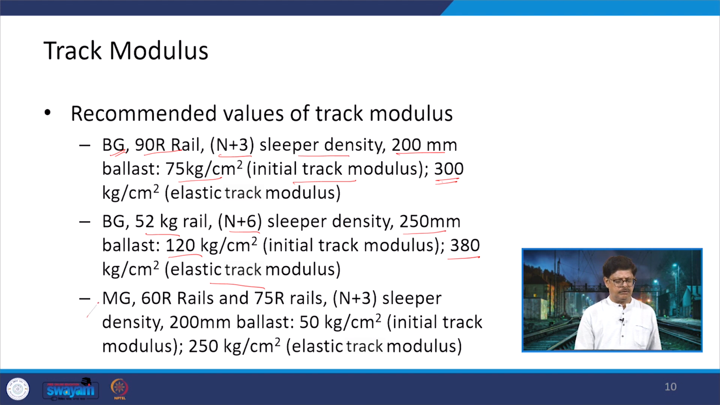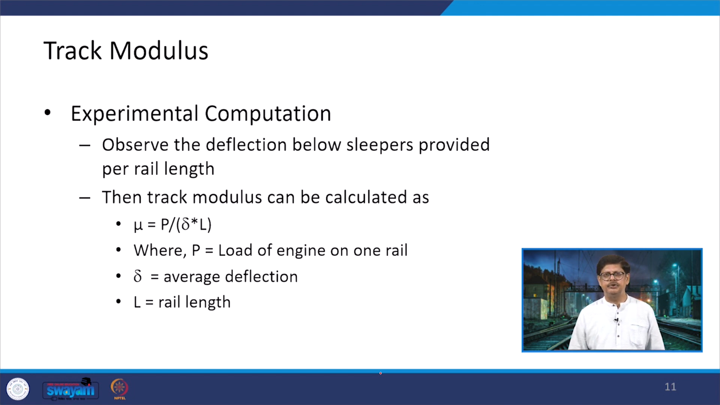Now, if we talk in terms of a meter gauge, where 60R rail or 75R rail is being used, n plus 3 sleeper density is being taken and 200 mm of ballast is being provided, then the values are further down. The initial track modulus reduces to 50 kg per centimeter square and the elastic track modulus reduces to 250 kg per centimeter square, with respect to 75 kg and 300 kg per centimeter square in the case of broad gauge track. Now, how can we compute this value?